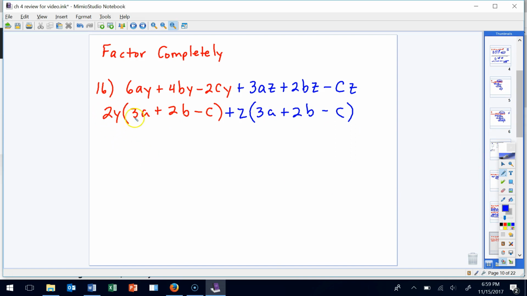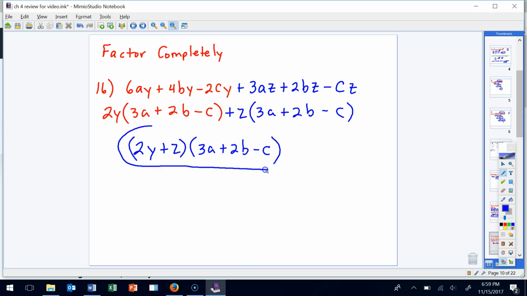And so the answer will be these two terms that are not in parentheses. They'll go together to create one factor, and then this GCF, this matching parentheses, will be the other factor. And that's your answer for number 16.